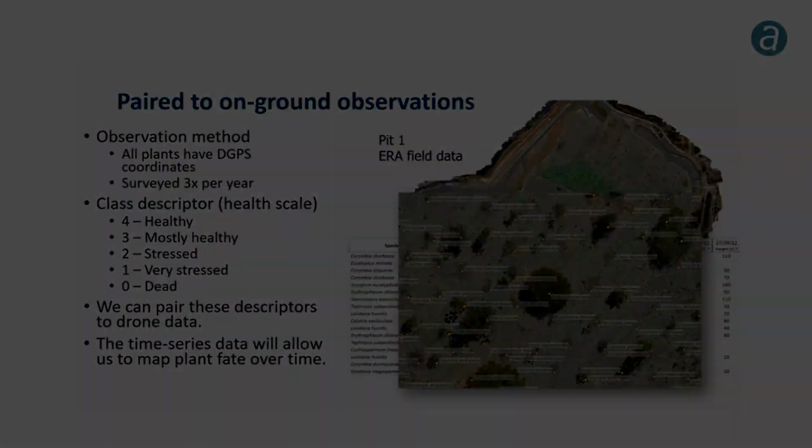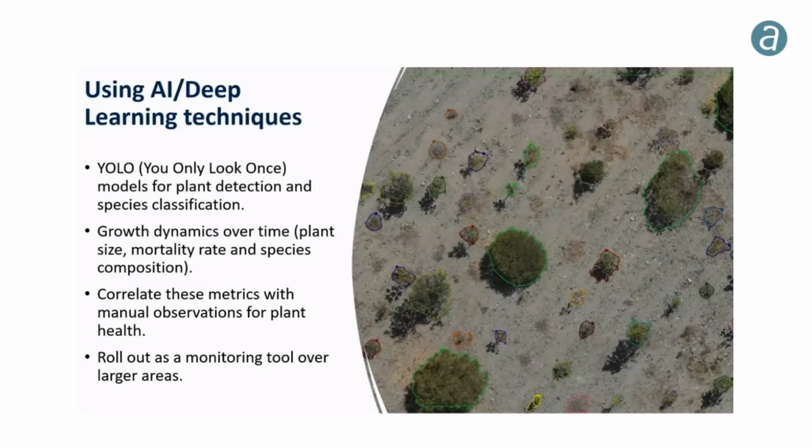And then currently we're starting to use AI and deep learning techniques to assign species to the plants that we don't have the labels for, using the labeled plants as training data. From that we should be able to look at the growth dynamics over time, changes in plant size per species, and also correlate those metrics to the manual observations.